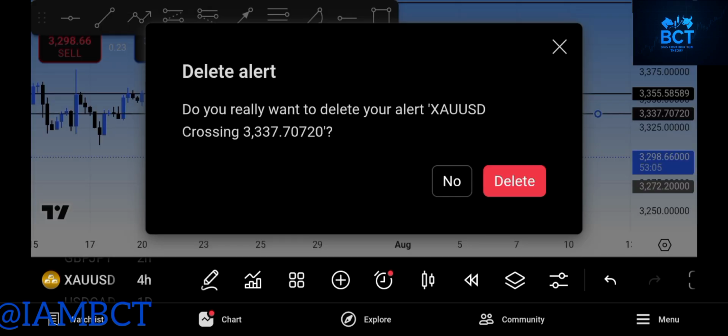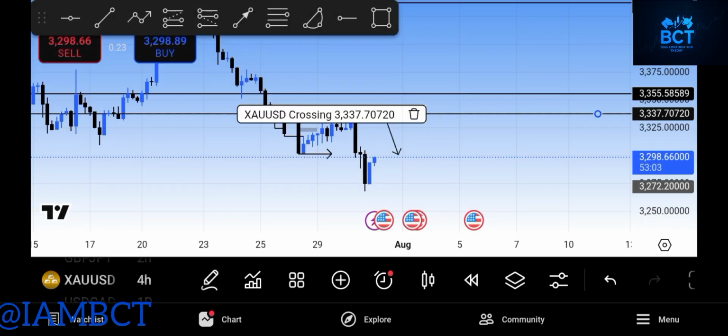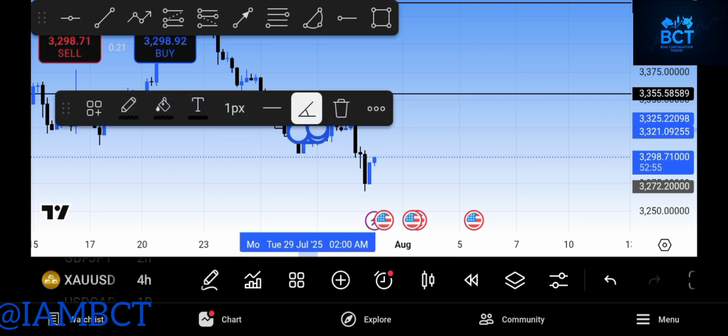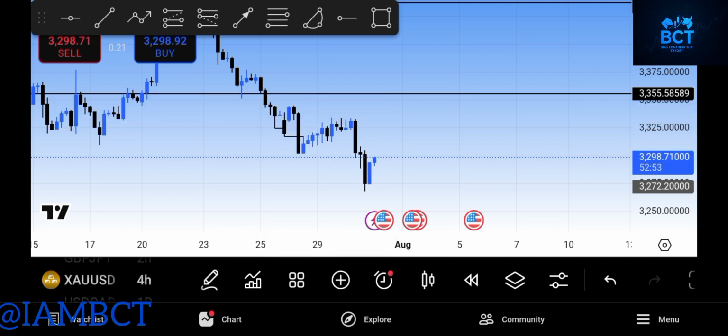So let's see the analysis. Let us know if you're going to get a new entry zone this time around, or you're still going to get the same thing.